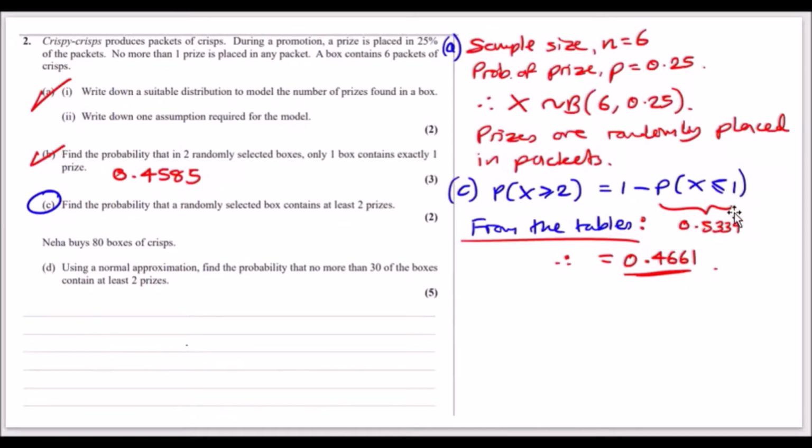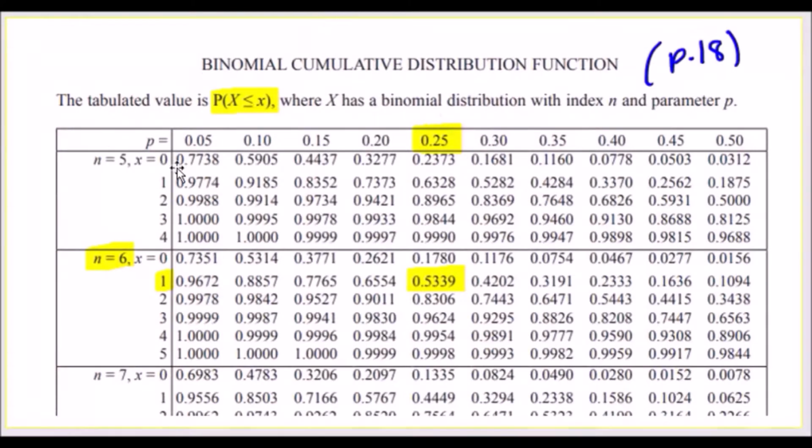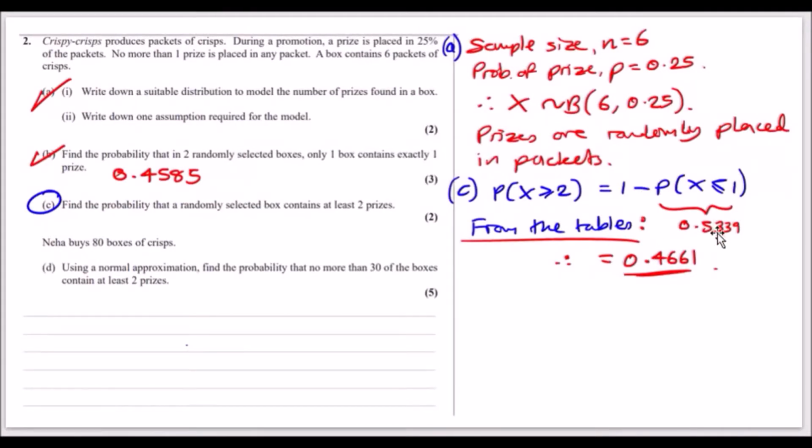Now from the tables, well, I've already evaluated, but just to show you guys, we're using a binomial with n of 6 and probability 0.25. Use the table, so it must always be less than or equal. You find this on page 18. So when n is 6 and the probability is 0.25, we go straight down and look for exactly 1 prize, 1 or less. So it would be 0.5339. And you just put that there, so 1 minus that value will give us 0.4661.